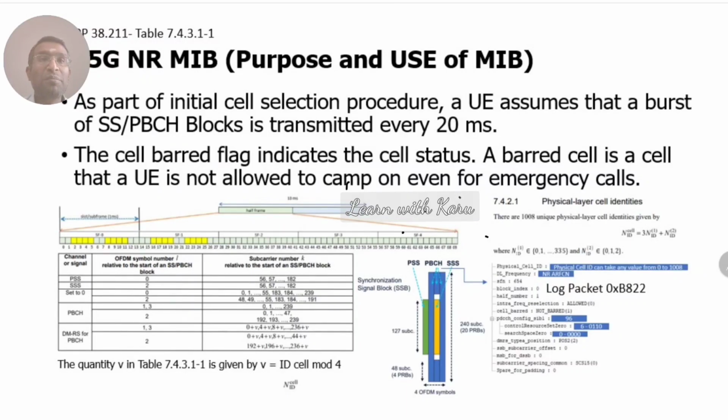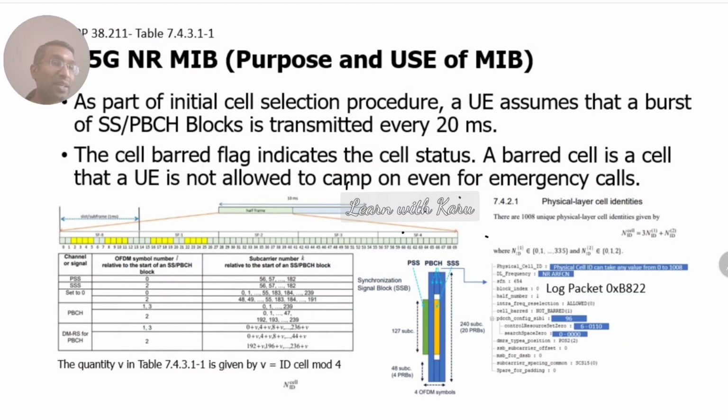What do you mean by that? When you want to get to a shop, first you need to know whether the shop is open to make any transactions, right? Similarly, here as part of MIB, which provides the minimum essential information, it is called the master information block.